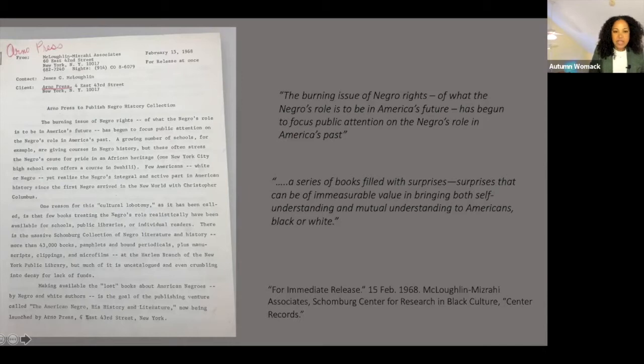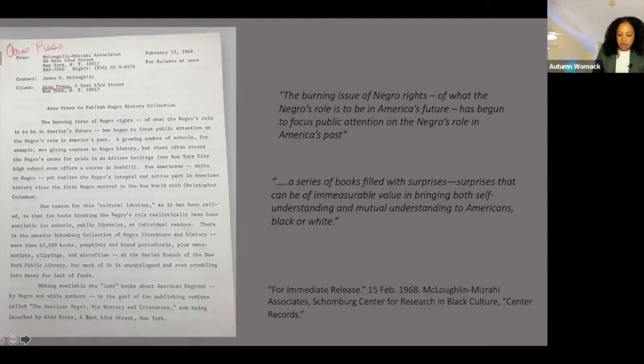So on February 15th, 1968, publishers, librarians, and booksellers received an announcement about a forthcoming Negro history collection. The 6-page packet marketed the series as a direct response to the burning issue of Negro rights, which has, quote, begun to focus attention on the Negro's role in America's past. Faced with the reality that, quote, few books treating the Negro's role realistically have been available, the Arno Press series undertook a capacious archaeological effort that would, quote, make available the lost books about American Negroes, end quote.